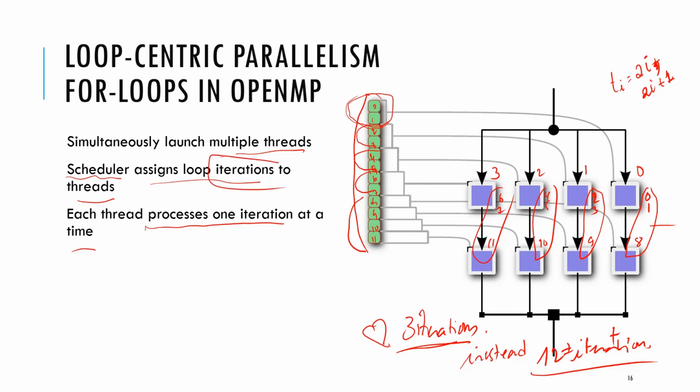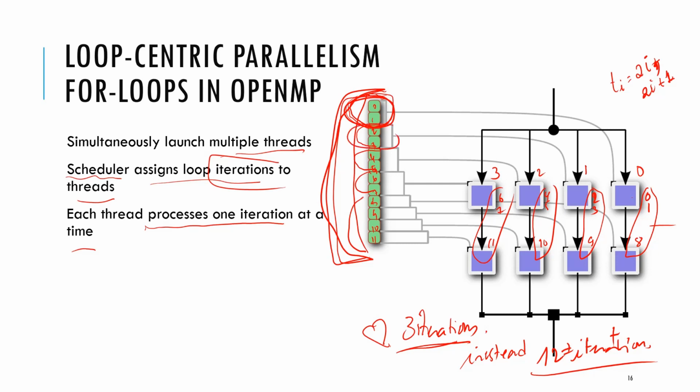So the question is how usually the iterations would be assigned. Is it always something like this? Well, you will see that this is a particular case based on a certain type of scheduler and a certain configuration of that scheduler to work on chunks of 2 by default.